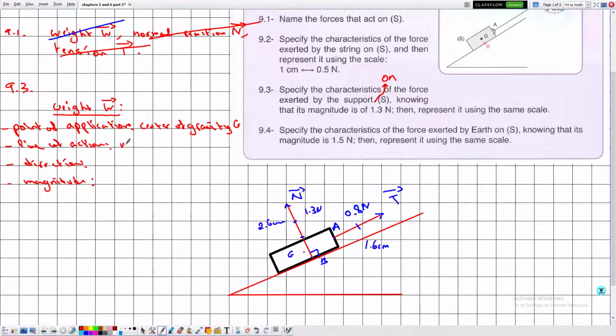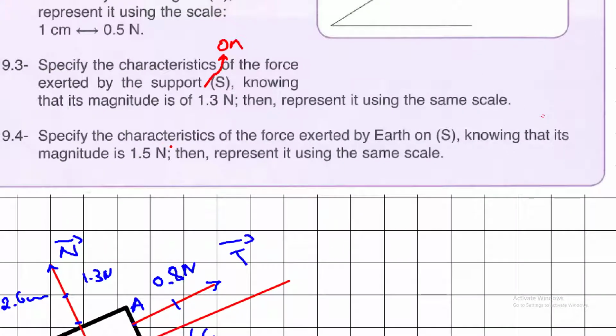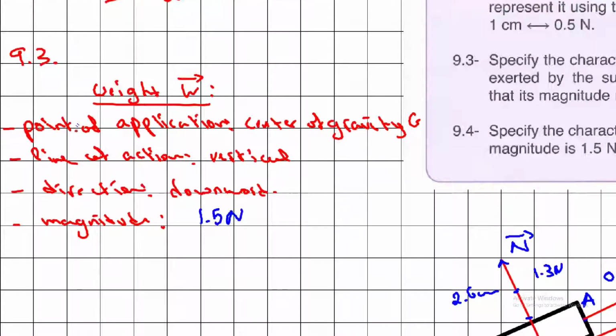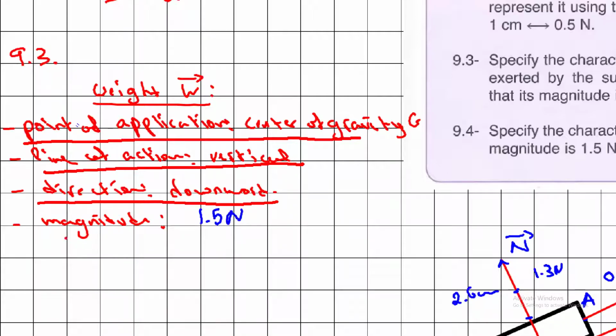The line of action is vertical, the direction is downward. Now the magnitude will change from body to body depending on its mass. So they are telling us that the magnitude is given by 1.5 newtons. So we should only complete this. And I expect that everyone should memorize these and understand them at the same time.